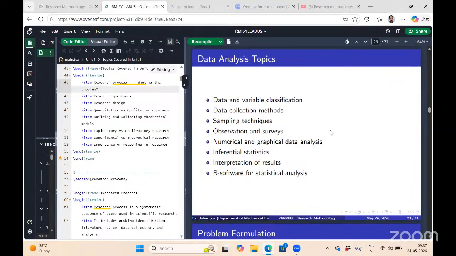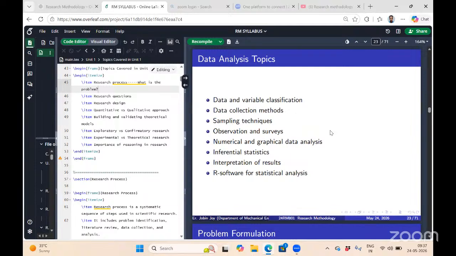Inferential statistics means, I have mentioned sampling, right? Sampling means choosing a subset that represents the entire population. So using this sample data, we will develop conclusions about the entire population. This is what is called inferential statistics. Hypothesis testing, regression analysis, correlation studies, confidence interval analysis, ANOVA testing are examples of inferential statistics.